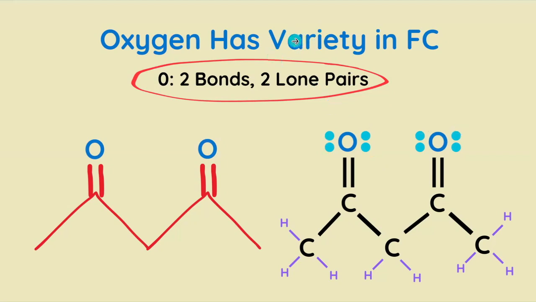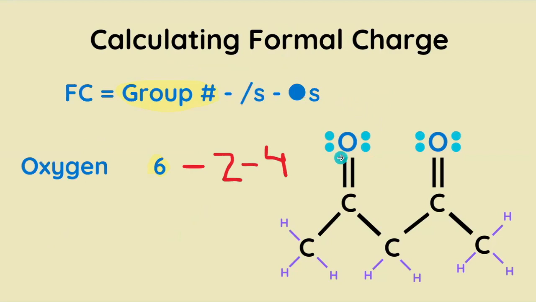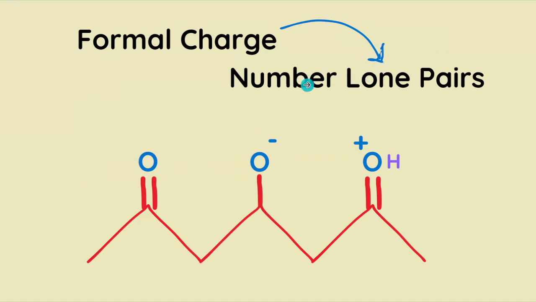Likewise, when I say variety right here, it means that the formal charge of oxygen could be 0, but it could also be positive or it could be negative. Here, as I said, it's 0. So we can use this equation for formal charge given the fact that oxygen is in group number 6 and there's 2 sticks, so there has to be 4 dots to make the overall equation equal 0. Thus, by indicating formal charges on atoms, bond line structures imply lone pair electrons.